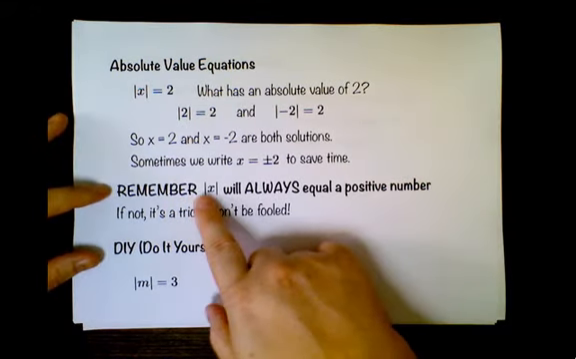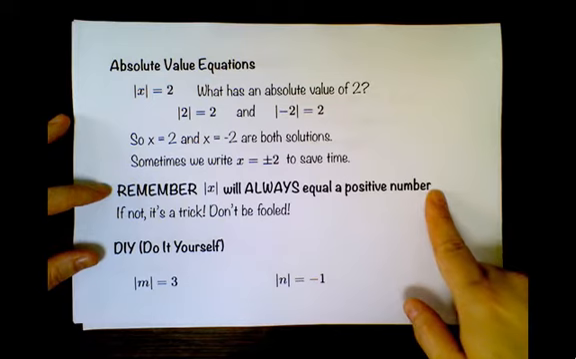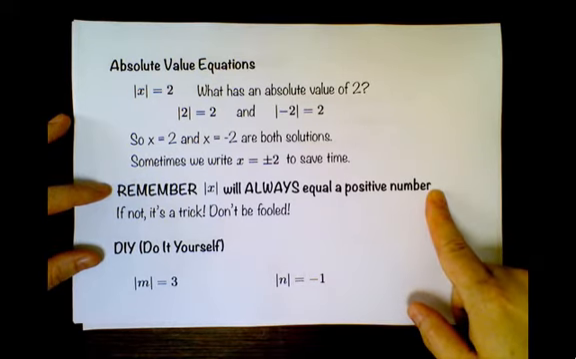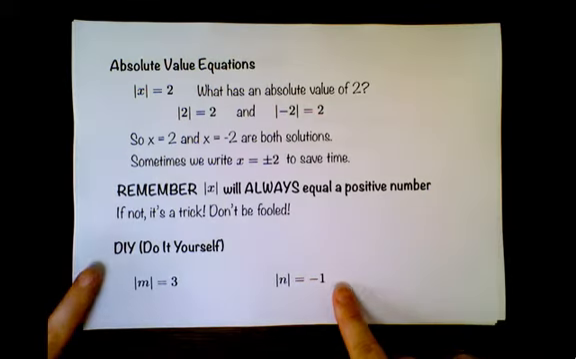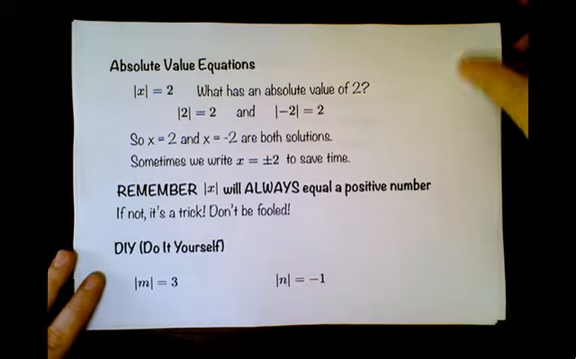Again, remember that the absolute value of x is always going to equal a positive number. If it's set up to equal a negative number, it is a trick. They're trying to fool you, and there is no solution. Nothing can make what comes out of an absolute value negative. Okay, we have a couple of DIYs for you.